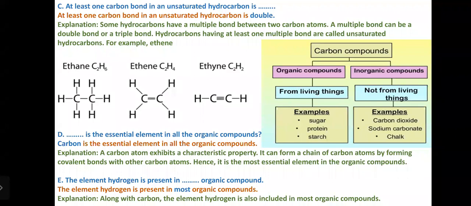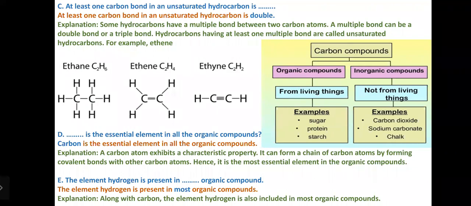And the third structure, if you observe, is ethyne. The last three letters are YNE, C2H2. In its molecular structure there is a triple bond between two carbon atoms and single bonds between carbon and hydrogen atoms. So ethene and ethyne are examples of unsaturated hydrocarbons, but ethane C2H6 is a saturated hydrocarbon.